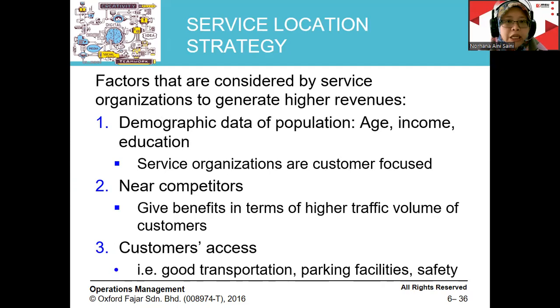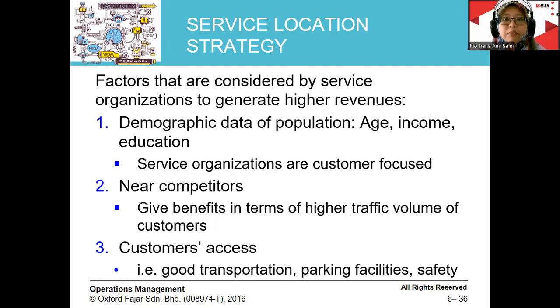Number one, definitely, is the demographic data of the population. As usual, you need to know the background of your customers: the age, income, and also the education. Why does the service provider need to consider this first? Because service organizations are customer focused. That's why they need to understand their customers very well.